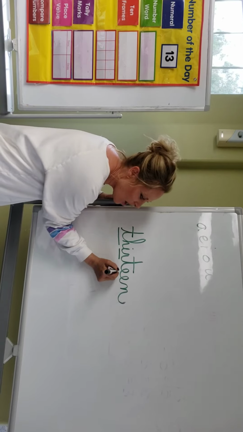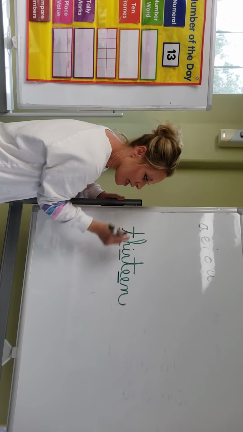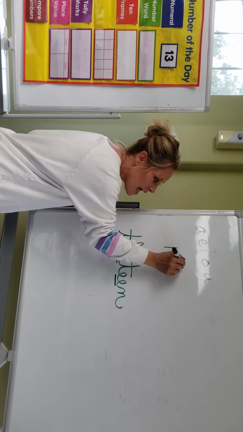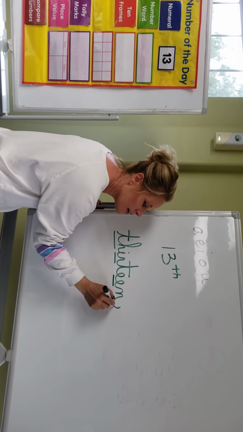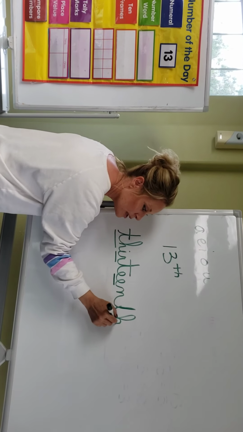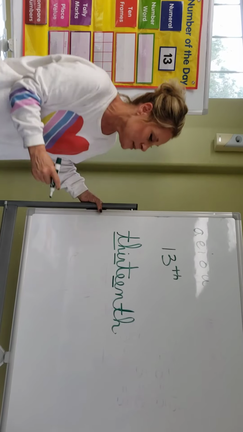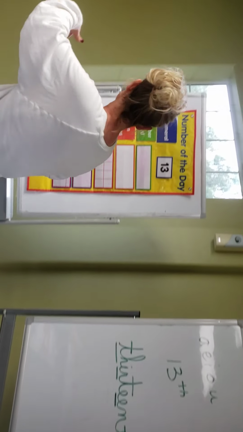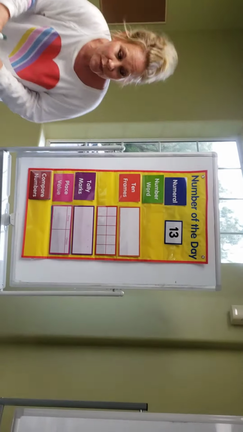Okay. And then what is this, Miss Sandy? Double E always says E. Oh, two tickets, my friend. Thank you. Okay. If we're 13th in line, our ordinal number, we're going to have to add another lot of multi-letter phonograms in here. Okay, everybody, come on over. Let's write our word again.